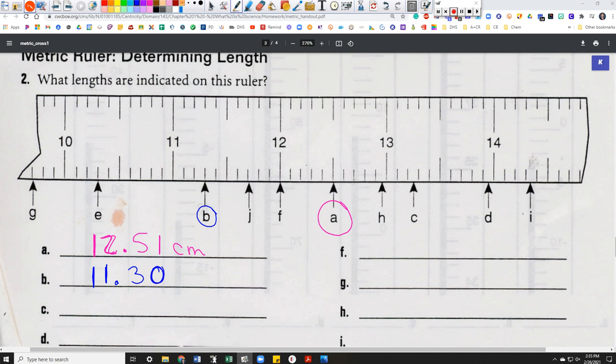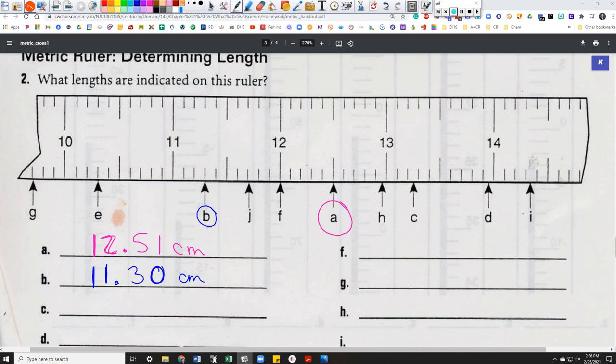But if you don't think it is, could you say 11.29? No. You sure? Sure you could. If you don't think it quite made it to the three, you can say 2.9. But could you say 11.39? That doesn't make sense. That's not reasonable. Okay. And again, final unit is centimeter.